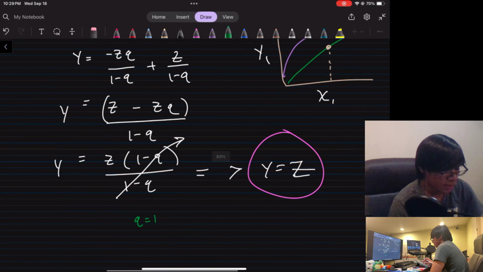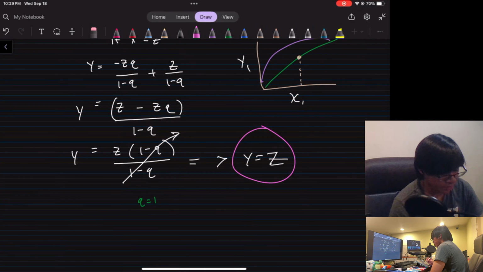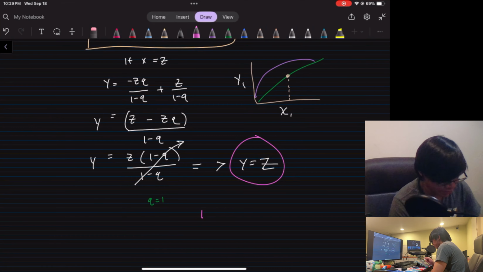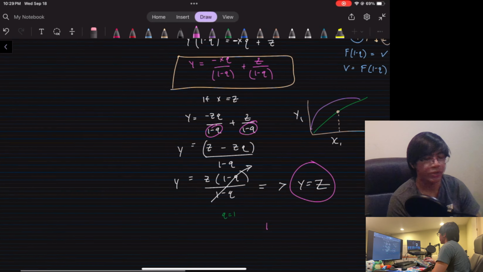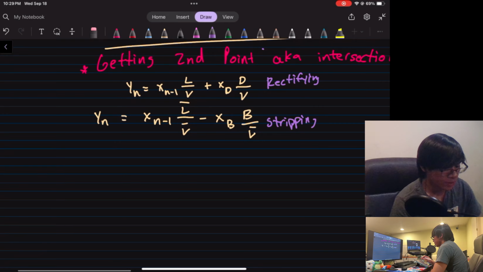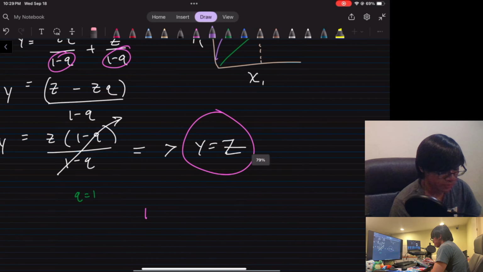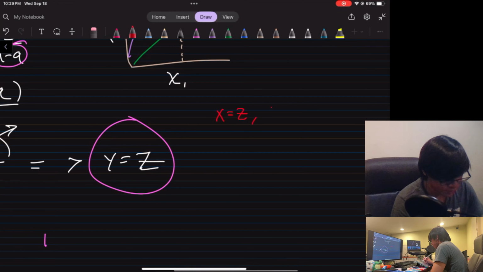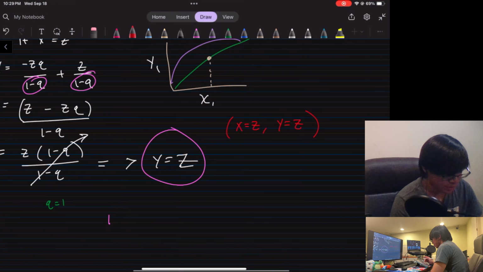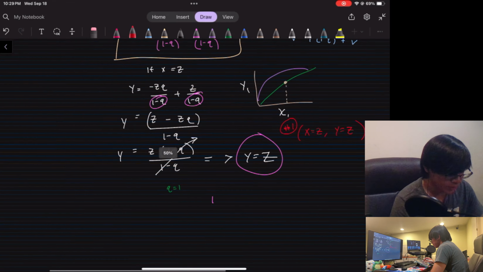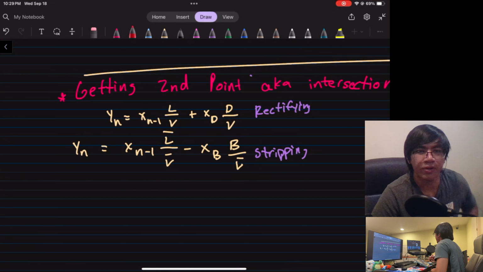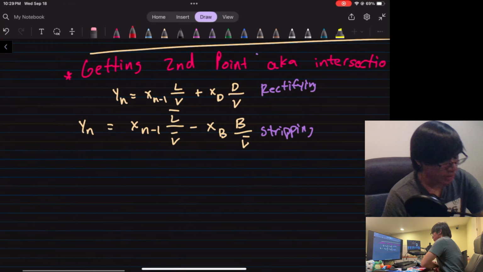Just going back to this as an aside, if q equals 1, there's no way we can solve for the corresponding x value if I just plug in 1, because all of these will be 0. That's the whole point of trying to get our second point here. So I'll just write our points here. x equals z and y equals z, that's number 1, our first point. Second point here, our intersection. So where our Q line is coming from our 45-degree angle line to the intersection of our two operating lines.